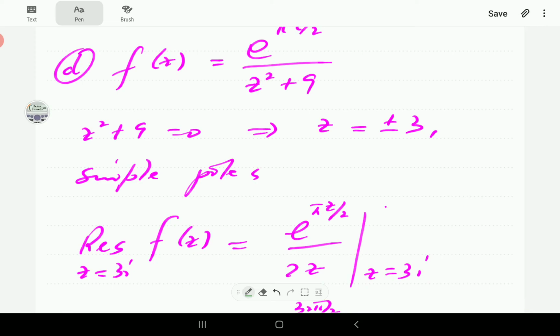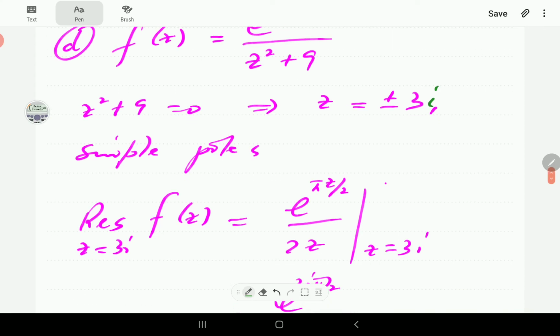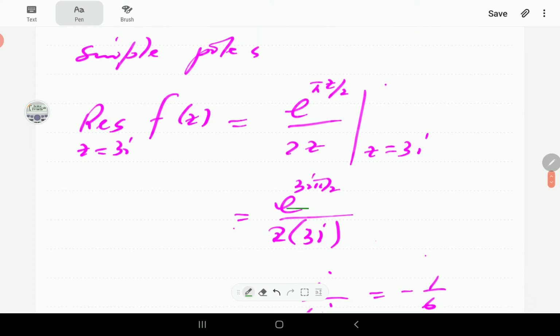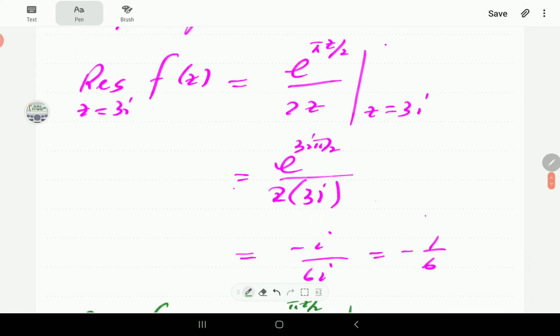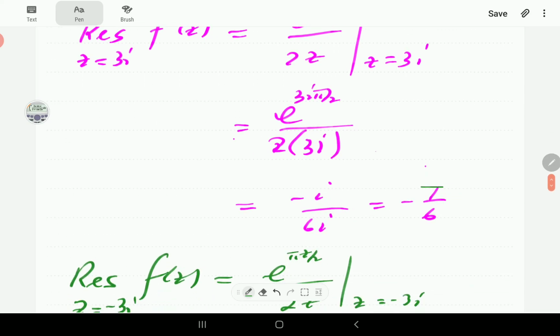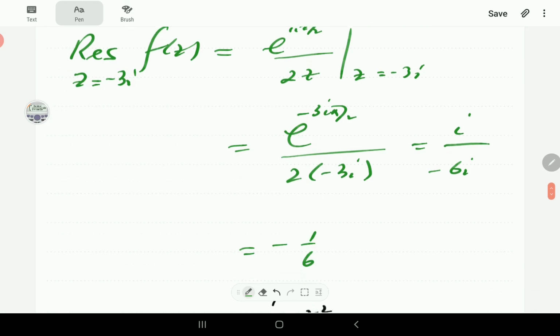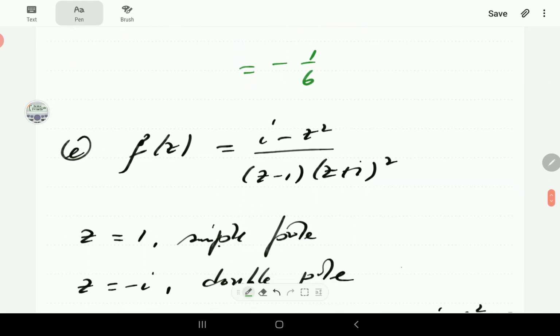All right, so this one is going to be singular when z squared plus 9 equals 0. This is going to give us z is plus or minus 3i. Both of them are simple poles, so we're going to use the third formula. So if we differentiate the denominator and plug in 3i, then e to the 3i pi on 2 is negative i, so it's going to work out to negative 1 on 6. Then for negative 3i, e to the negative 3i pi on 2 is i. Again, it works out to negative 1 on 6.